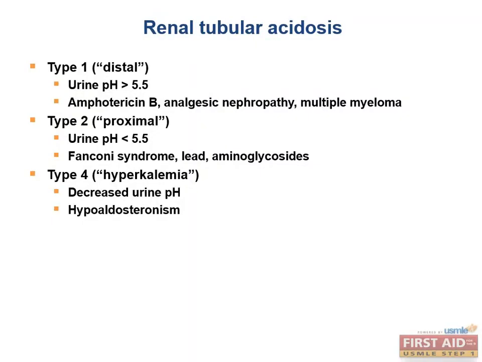Now, type 1 is also known as distal renal tubular acidosis because it results from a defect in the ability of the alpha intercalated cells in the collecting tubule to excrete hydrogen ions. Now, quick question, why would this result in hypokalemia?